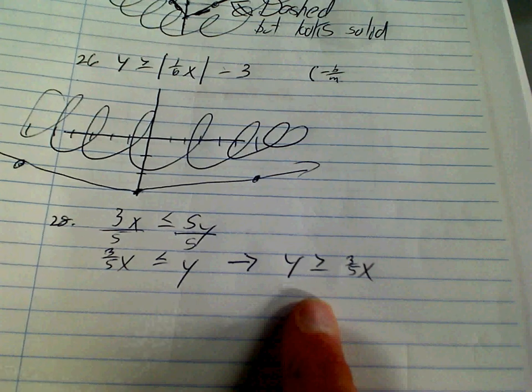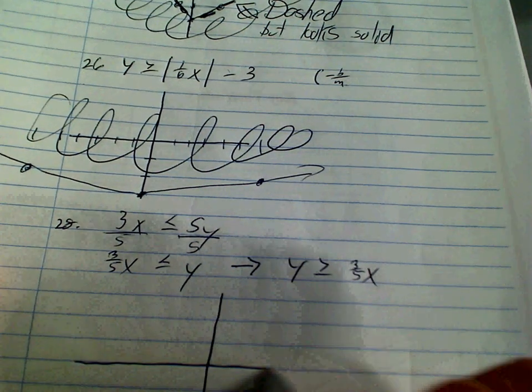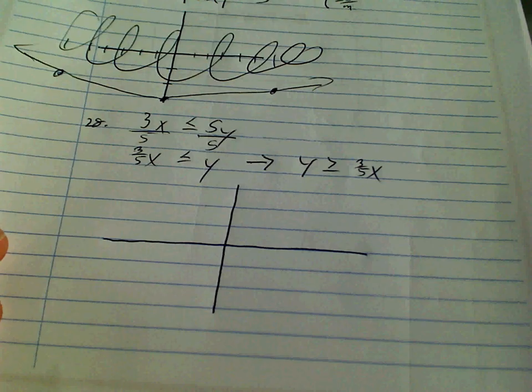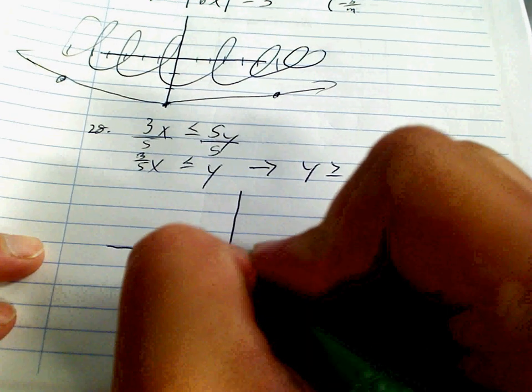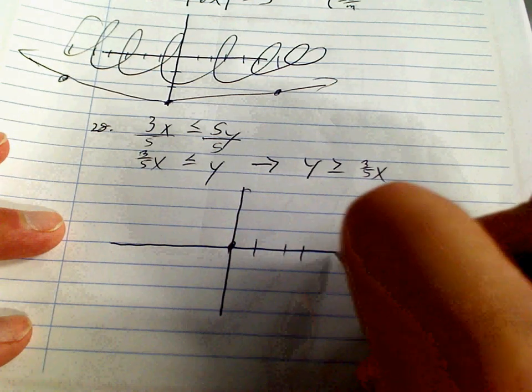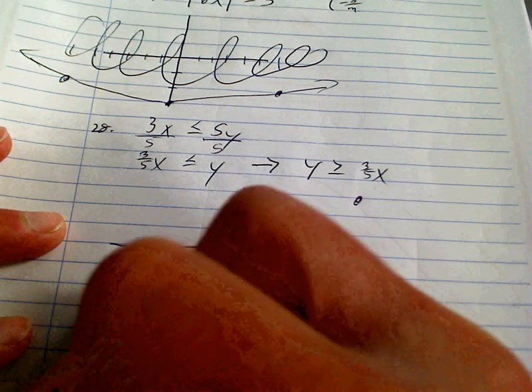So if you got this one right, I would like to look around the room and see how many got this right. Where is my y-intercept? The origin. Very good, Wesley. We rise 3. We run 1, 2, 3, 4, 5. Woohoo! Solid line. Shade above. There it is.